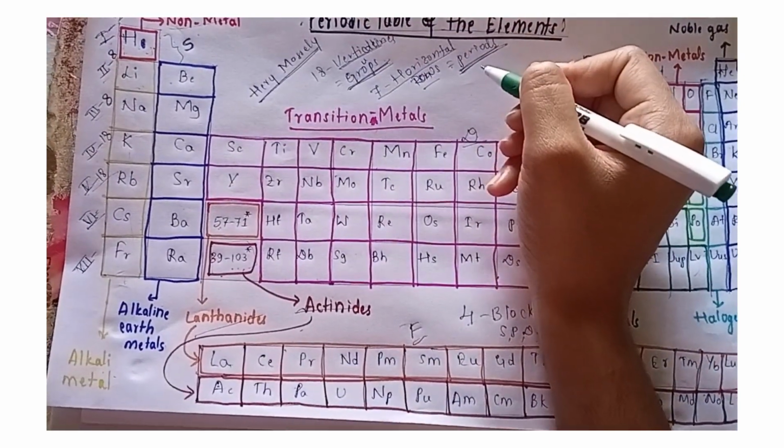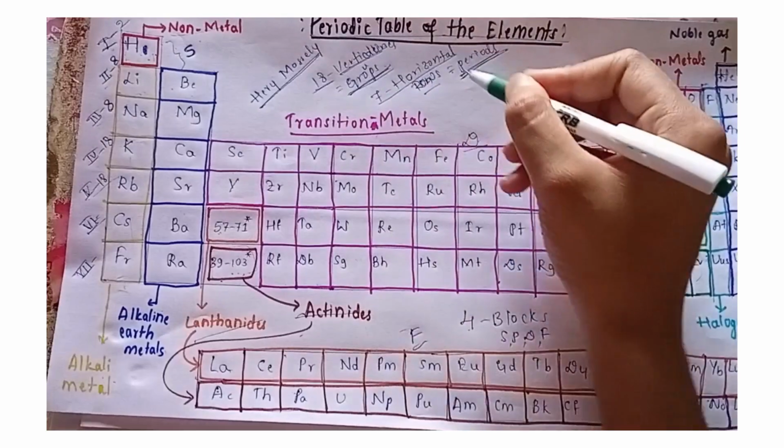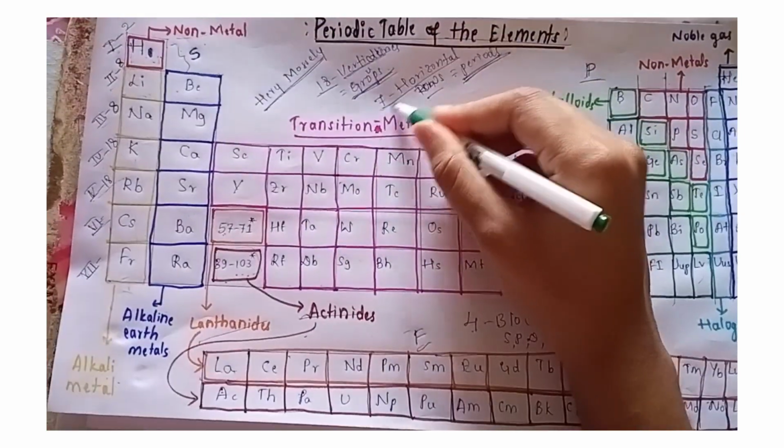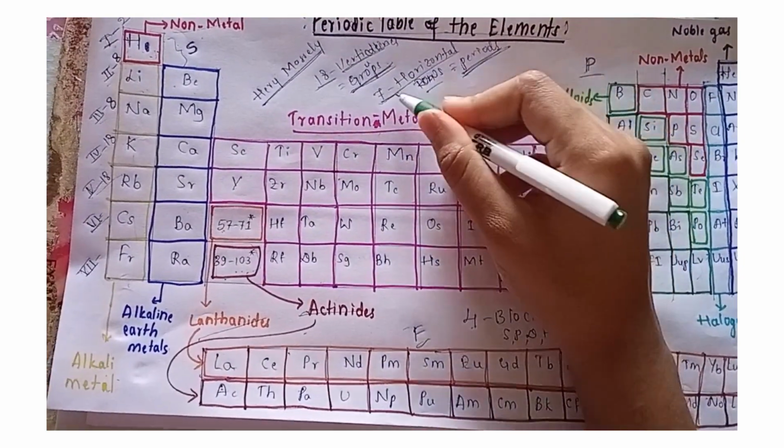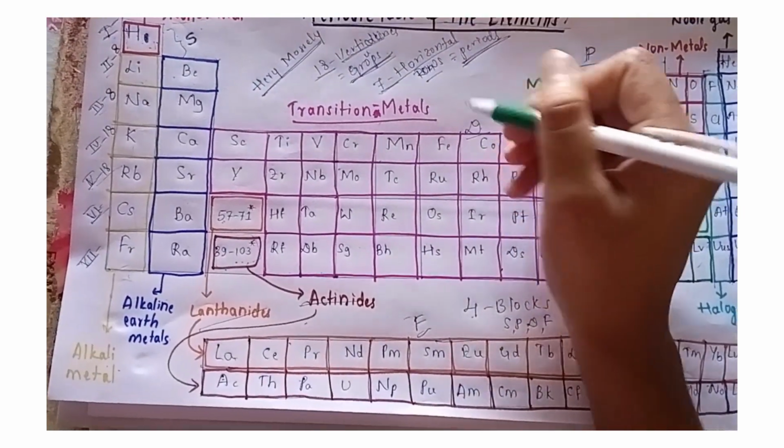So how many groups are there? There are 18 groups in the periodic table. How many periods are there? There are 7 periods in the periodic table.